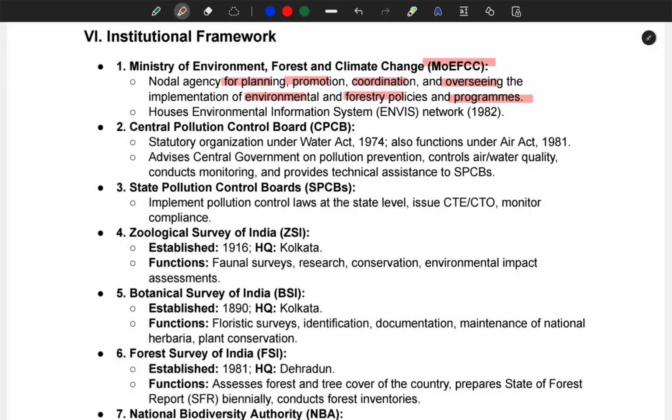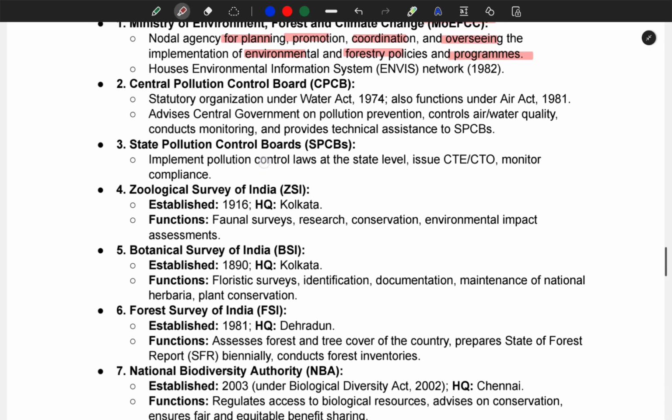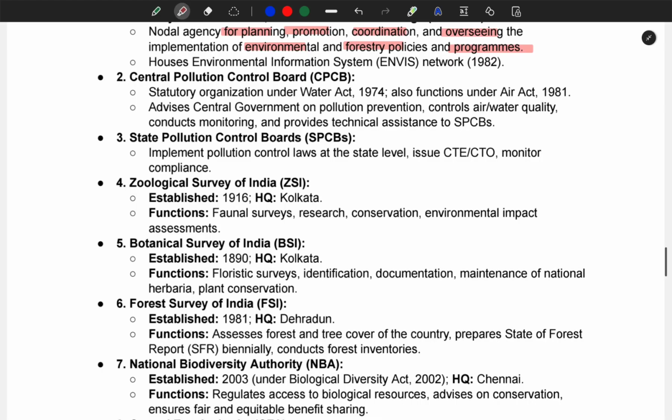Central Pollution Control Board, CPCB. This is a statutory organization under the Water Act 1974. Functions under the Air Act 1981. Advises central government on pollution prevention, controls air and water quality, conducts monitoring, and provides technical assistance to SPCBs.